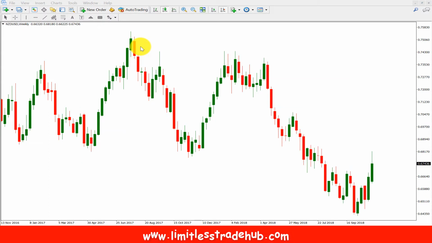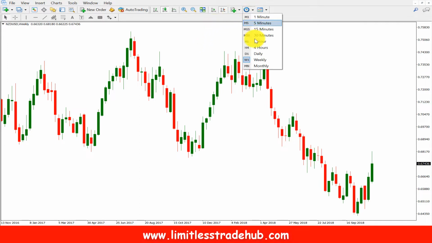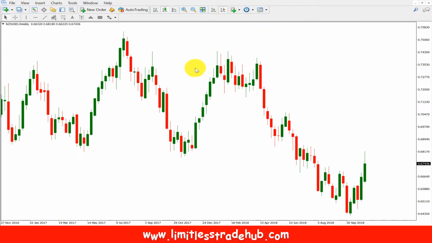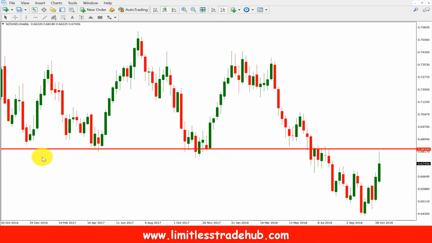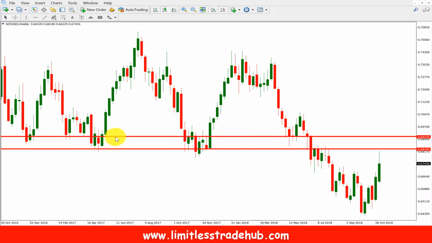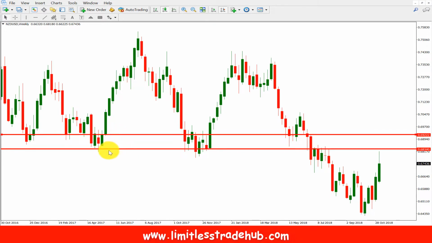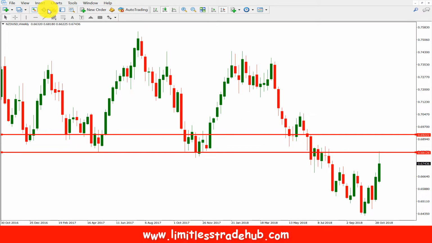This is the New Zealand USD chart, New Zealand dollar against US dollar. And as we are trading a position trading strategy, we set our chart on the weekly chart. So I'm going to show you a very strong strategy. First, we got this point, so we need to mark this. This is not any single line, this is like a zone.